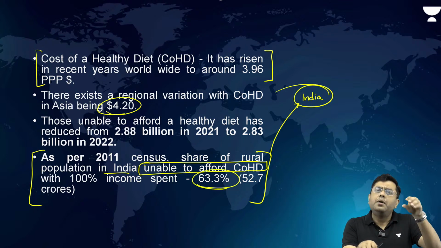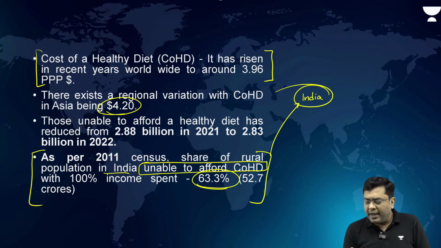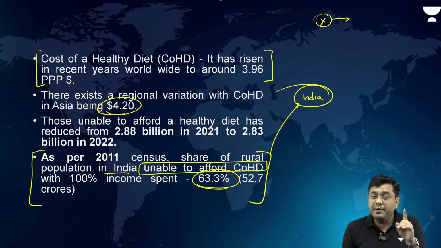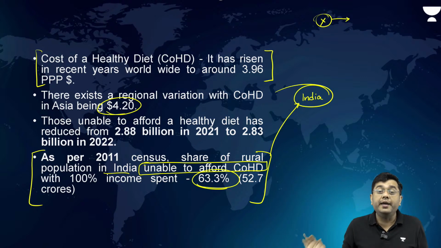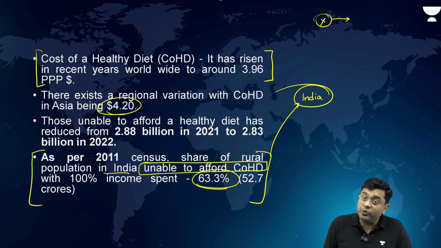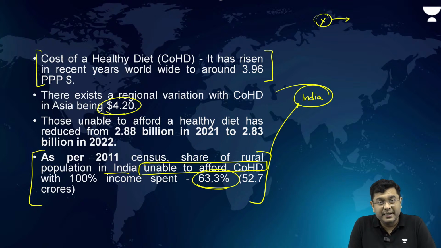In rural India, any individual earns rupees X on a daily basis. Even after spending all that money of rupees X, still there would be around 52 crores of people in rural India who would not be able to afford a healthy diet, even after spending all their income. Which tells you that this cost of a healthy diet needs to be brought down. How will you bring it down? By government schemes, by government measures.